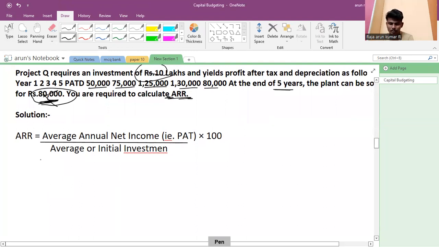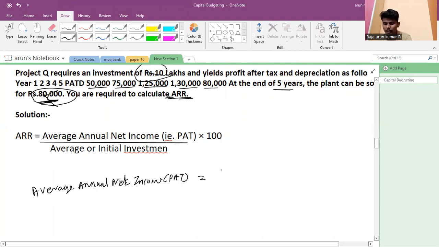Solution. First, we add all and find that average annual net income. This is PAT. Average PAT we find out. They give PAT. We simply add them, divided by the number of years, we get that average PAT. We know that opening plus closing divided by 2 is average. Okay, the same concept we apply here.